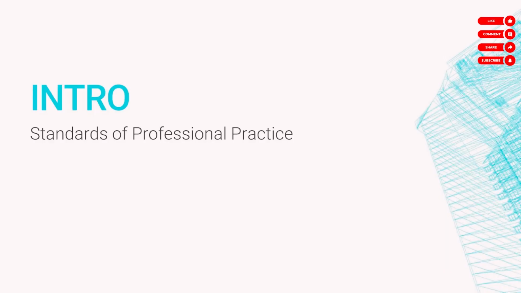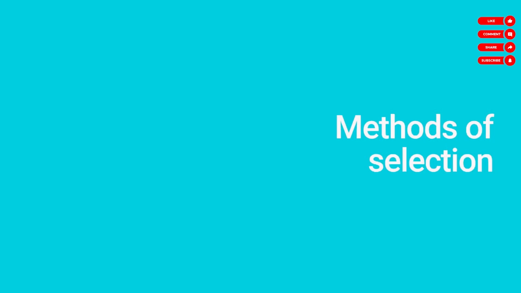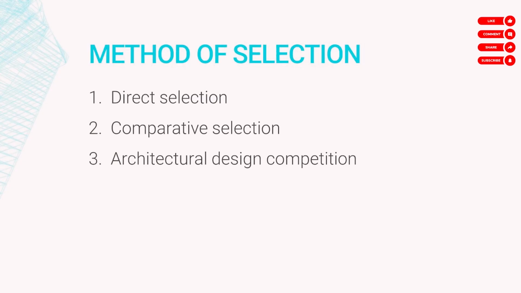Okay, so intro muna before we start with SPP document 201. So, intro ng standards of practice. First, it talks about the standards for selection, the methods of selecting an architect. How are architects selected? How do clients select architects? So nakalagay sa standards natin, there are three methods of selection. We have the direct selection method, the comparative selection method, and the design competition method. So there are three methods.